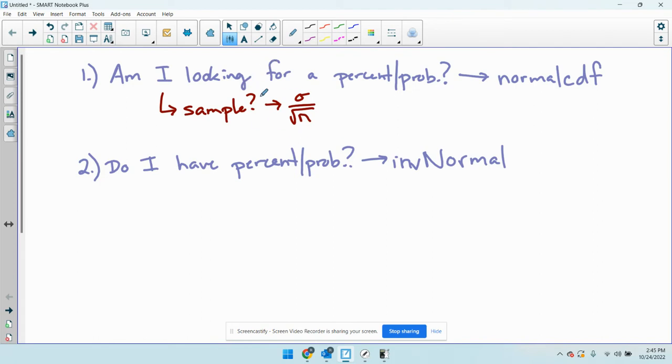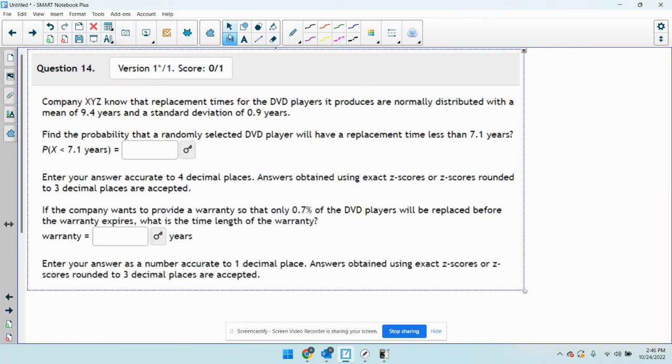All right, so I just compiled a bunch of different examples, and you'll see that those questions apply to each of them pretty easily. So this says a company XYZ knows that the replacement times for the DVD players it produces are normally distributed with a mean of 9.4 and a standard deviation of 0.9.